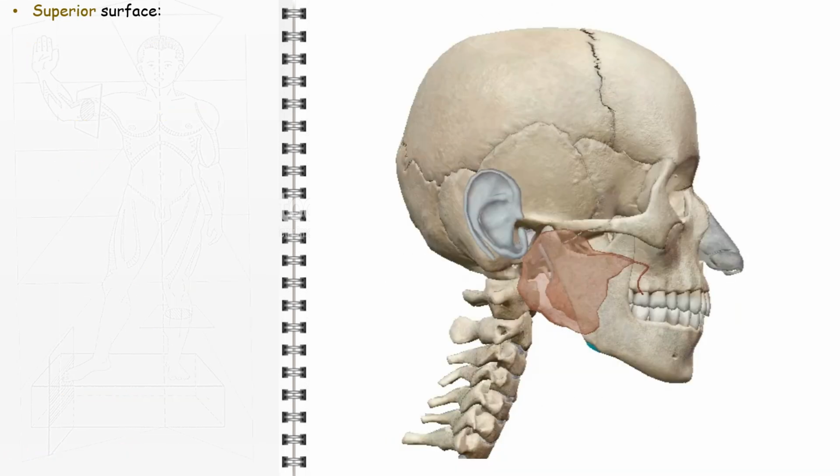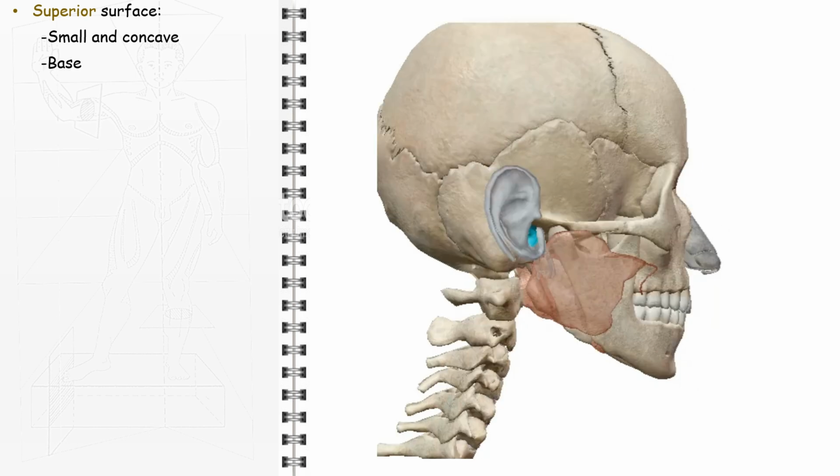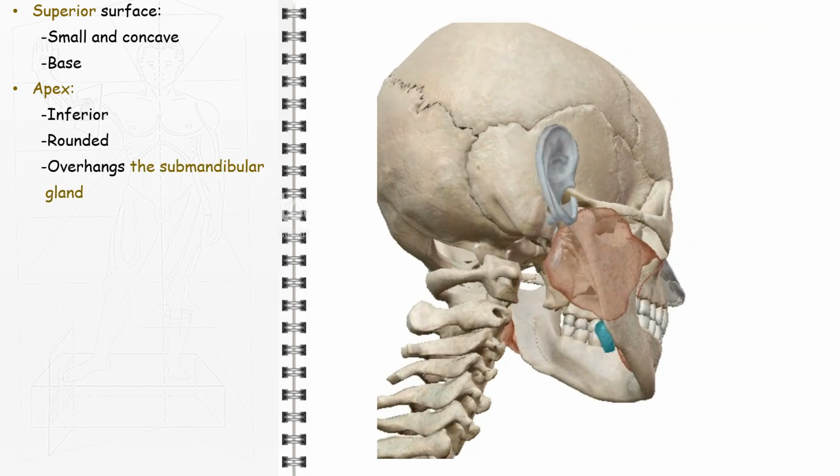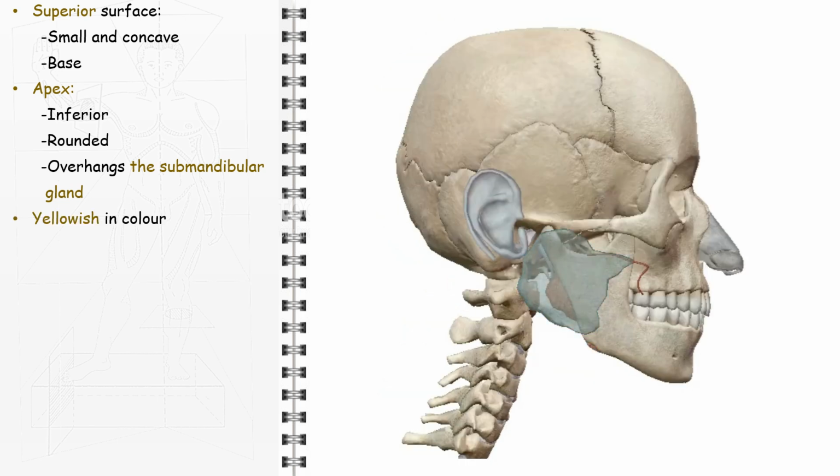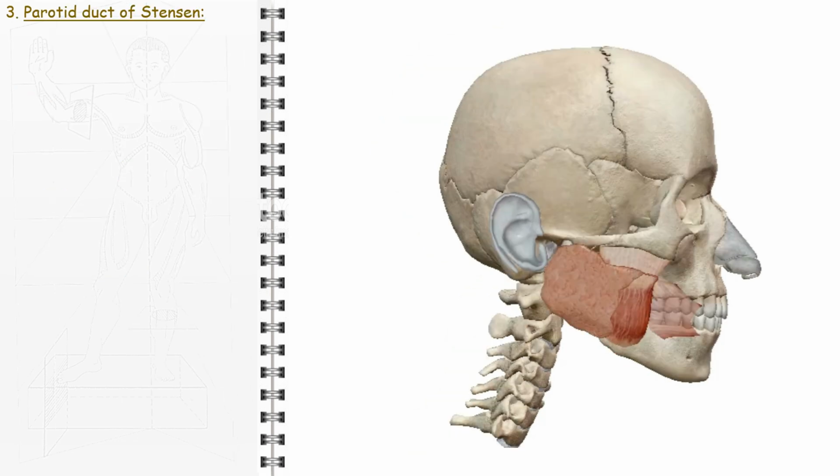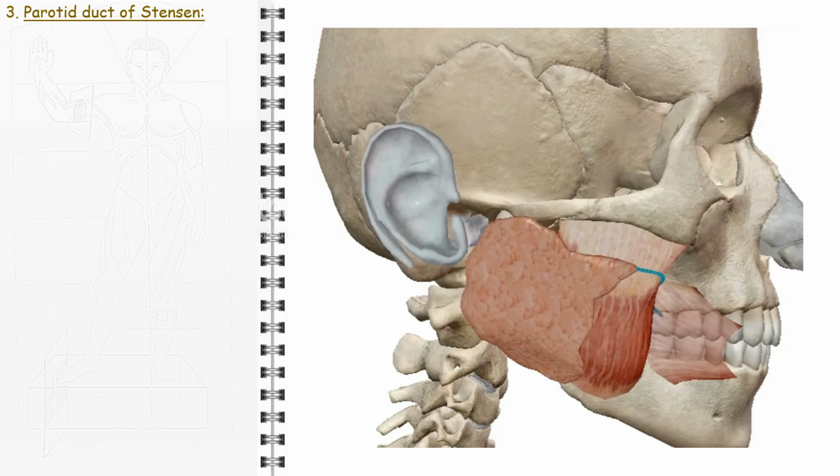Its superior surface is small and concave and constitutes the base of the pyramid. The apex of the latter is inferior and rounded. It overhangs the submandibular gland. The parotid gland is yellowish in color and represents the largest of the main salivary glands with a weight of 25 grams. The parotid duct of Stenson is the proper excretory duct of the parotid gland. It is 5 centimeters long.